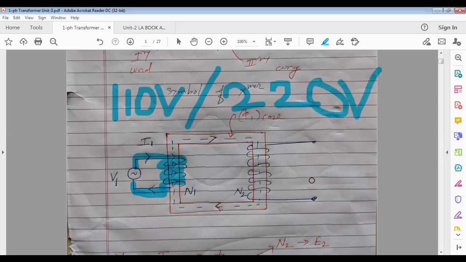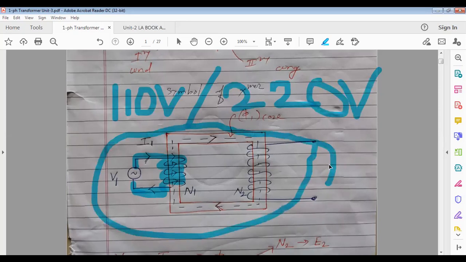Every transformer is not open. This complete assembly is enclosed by one tank, and inside that tank, along with this assembly, transformer oil is also there. On that outer metallic tank, you can find one rectangular nameplate, and on that nameplate, the specifications of the transformer are written.